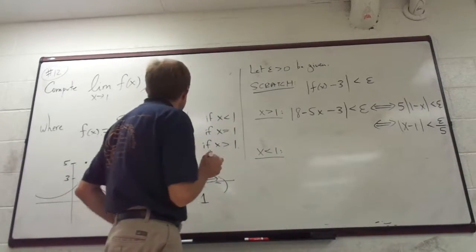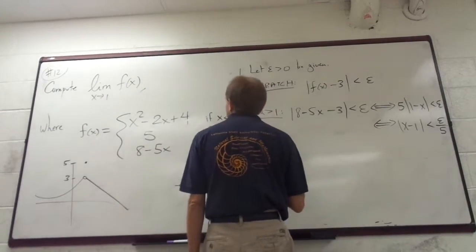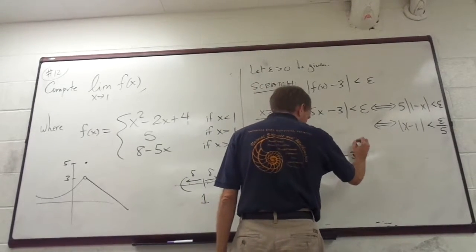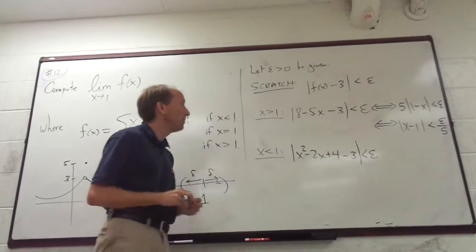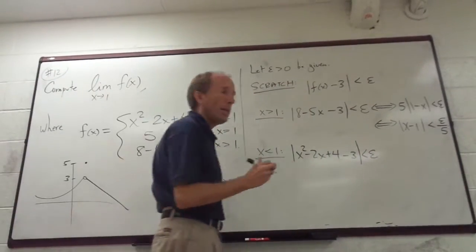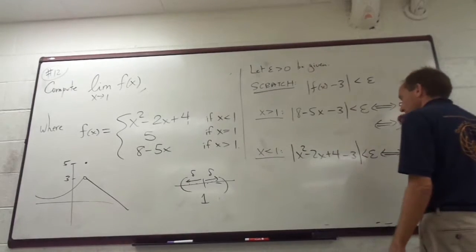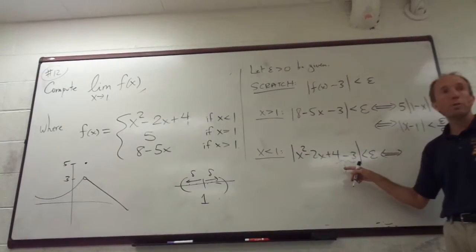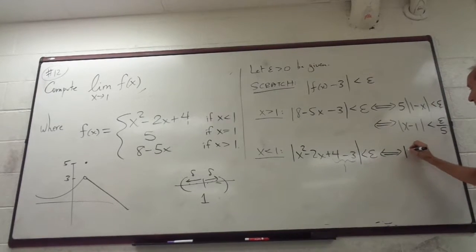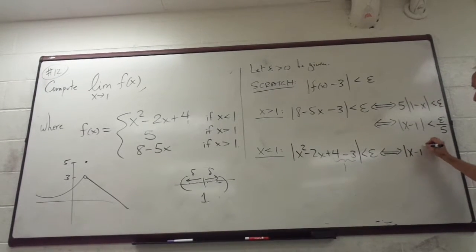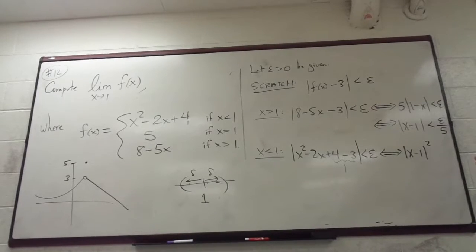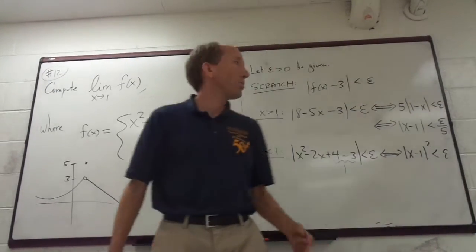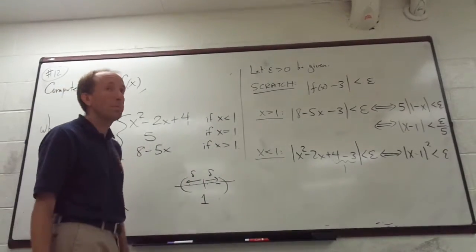So the x less than 1 case is going to be the absolute value of x squared minus 2x plus 4 minus 3 less than epsilon. Now for this one, this is just x squared minus 2x plus 1, which actually becomes x minus 1 squared, right? Which we don't even need the absolute value bars for. x minus 1 squared less than epsilon.